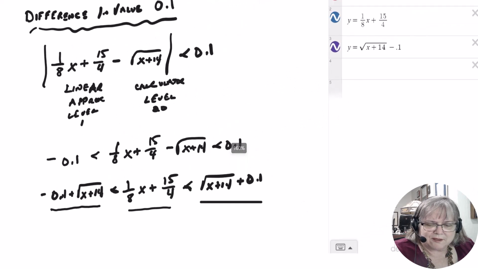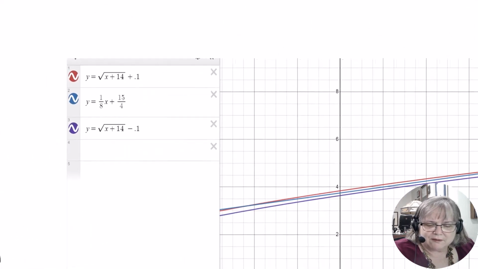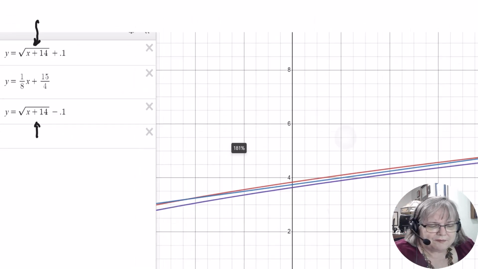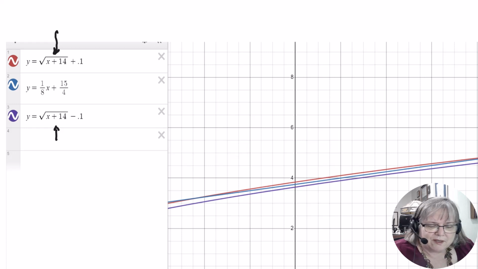All right, so let's look, and I plotted these off so that you can see. Here's the original function plus my tolerance, and here's my original function minus my tolerance, plus or minus 0.1, okay? And then this is my linearization. The red curve is this plus my tolerance. The purple curve is less my tolerance. And the blue line in the middle is my linearization.